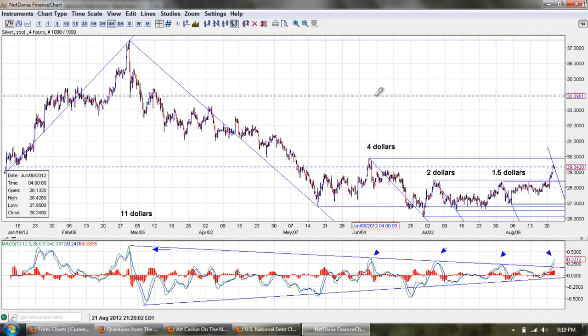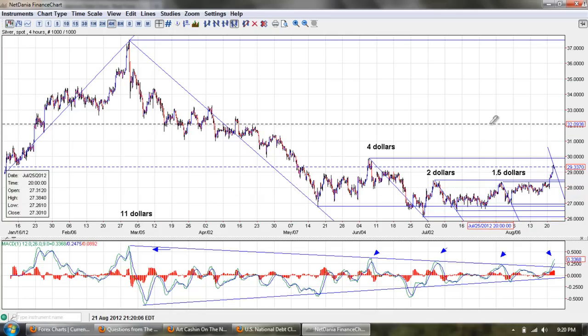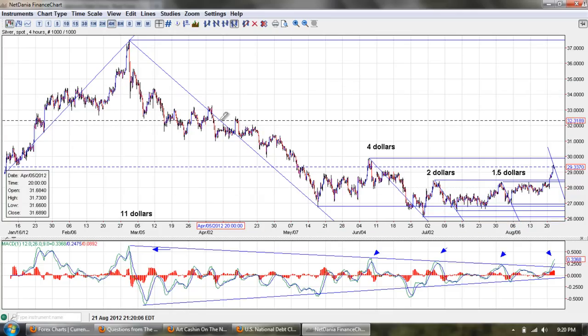So hopefully that explains how you use the MACD. It's a trending market indicator. If the trend is down, you take the sell signals. If the trend is up, you take the buy signals, and it appears that the trend is moving now towards the upside.